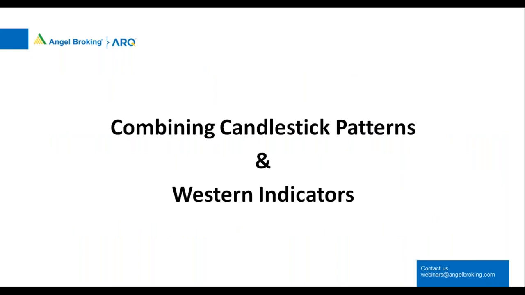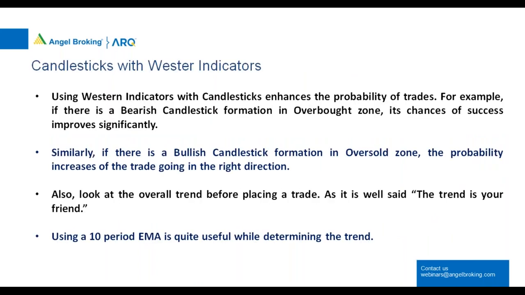For example, if there is a bearish candlestick formation in an overbought zone, that is, if you're looking at RSI or stochastics, it is above 70 or above 80, and a bearish candlestick pattern is being formed, then your chance of success improves significantly.